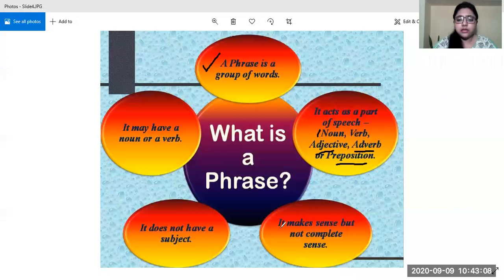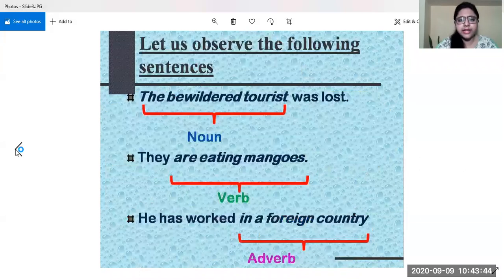Then the group of words makes some sense but not complete sense. It will convey some meaning to the reader, but it cannot convey the complete meaning or the complete sense. And it does not have a subject. Yes, this is the most important point. It does not have a subject. See, there's a difference between a noun and a subject. It may have a noun or a verb as given in the fifth point, but it does not have a subject.